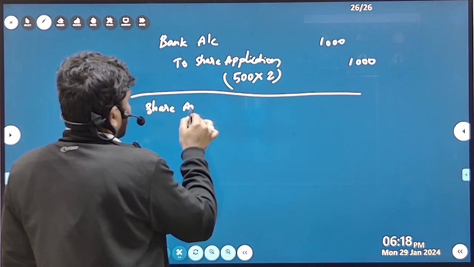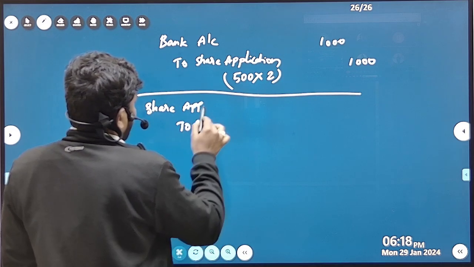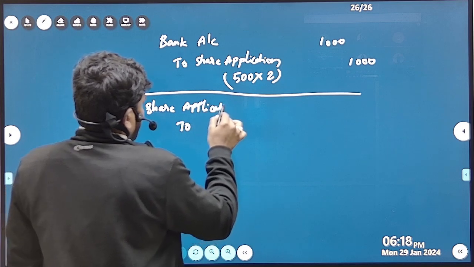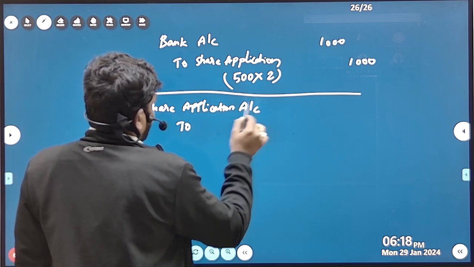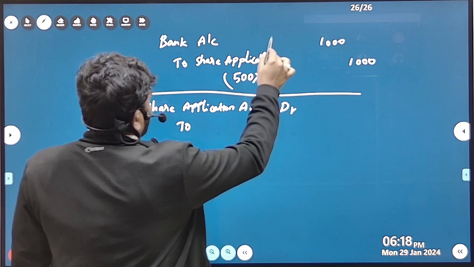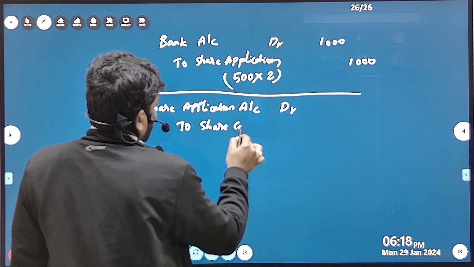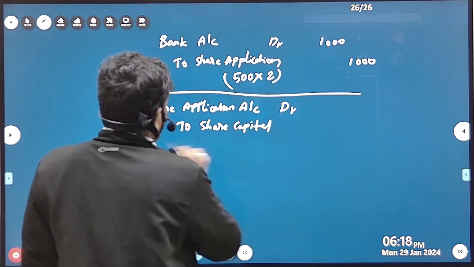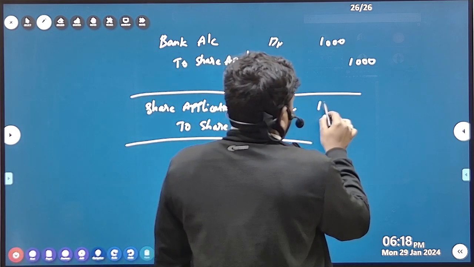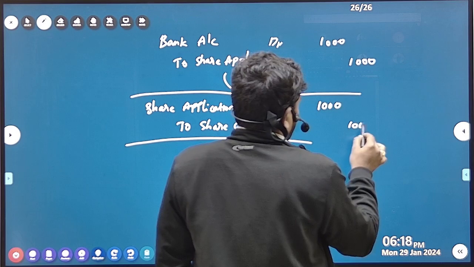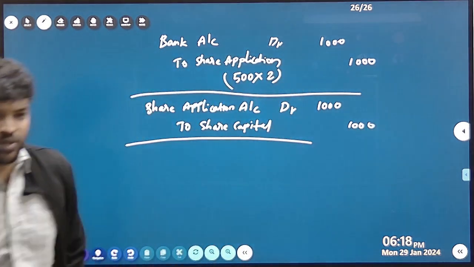Share application to share capital. Share application account debit to share capital. What is the amount? 1000. This is the application money. Then what is the next entry?